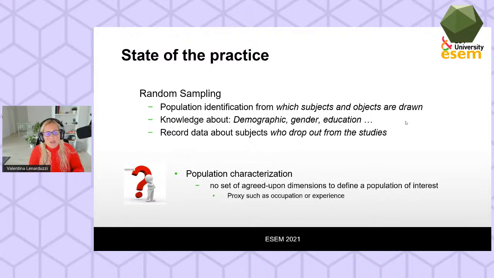Looking into this process, the random sampling, we highlighted one main problem that is related to the characterization of the population, because we don't have a set of agreed-upon dimensions to define a population of interest. And we use a sort of proxy that is mainly related to the occupation and the experience, but we are not yet able to select the right population. So next, please.